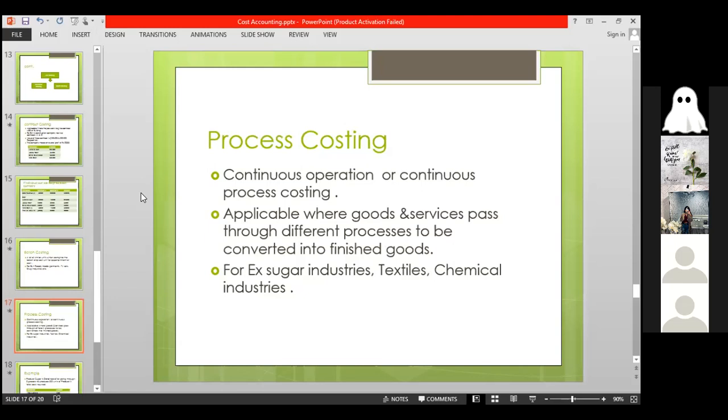Then there is process costing. Process costing is used in manufacturing plants. Something that is manufactured on a continuous basis, maybe on an assembly line or through a process, is called process costing. So this is done for continuous operation. This is applicable where goods pass through different processes to be converted into finished goods. Examples of this are the sugar industry, textile, chemical industry, and anything that has a manufacturing process. While the raw material passes through the different processes, it is converted into the finished product.